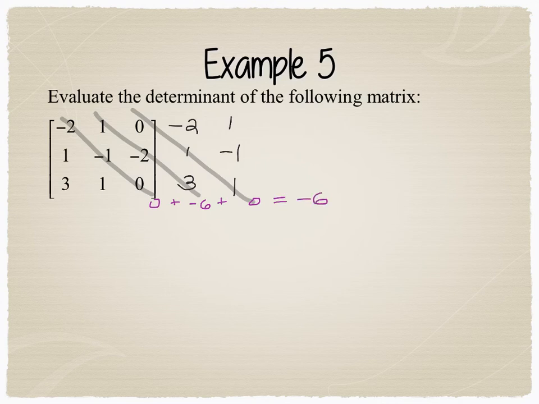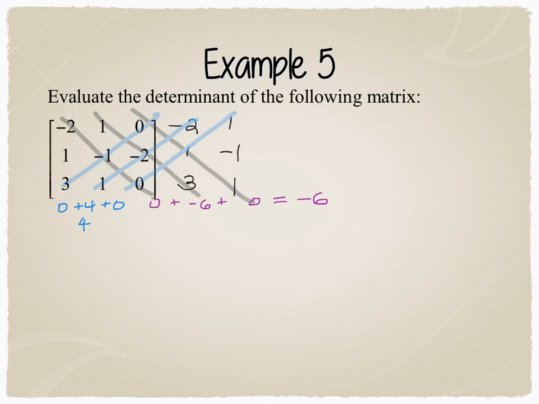And then I go back the other way. And I multiply each of the numbers in those 3 diagonals. So 0 times -1 times 3 is 0. -2 times -2 is 4 times 1 is 4. 1 times 1 times 0 is 0. And I get 4.